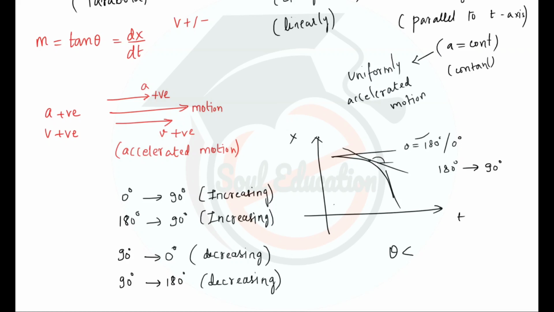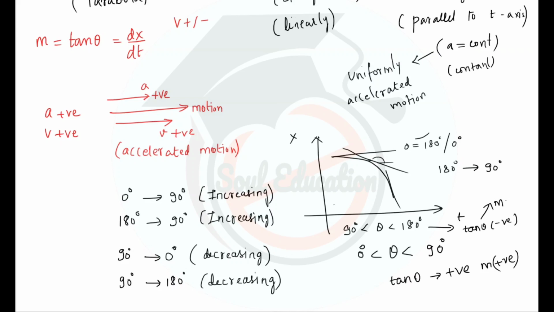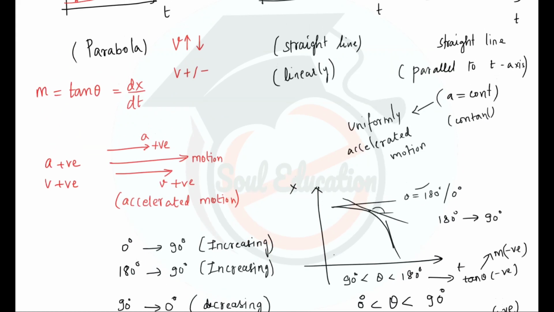Then we know another thing: if the angle is between 0 and 90 degrees, tan theta is positive, so my slope is positive. If slope is positive, velocity will be positive here. If the angle is between 90 and 180 degrees, tan theta is negative, so the slope is negative, so my velocity will be negative. These are the things you have to remember.